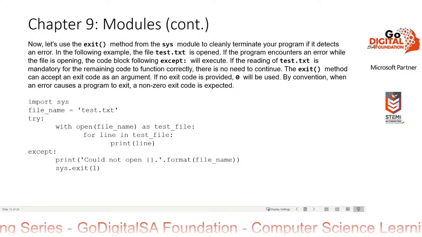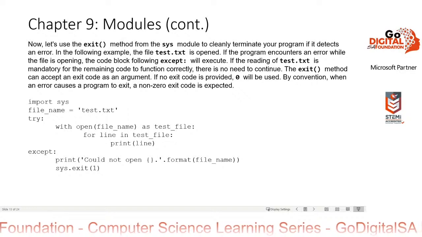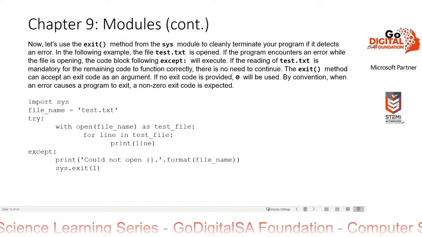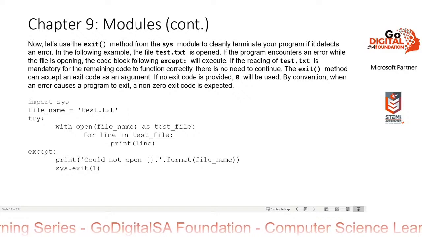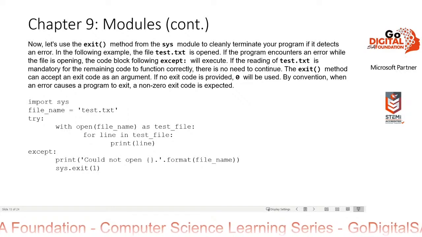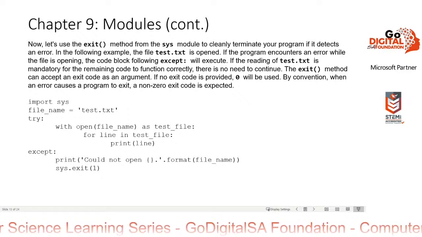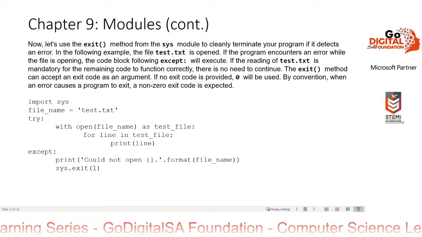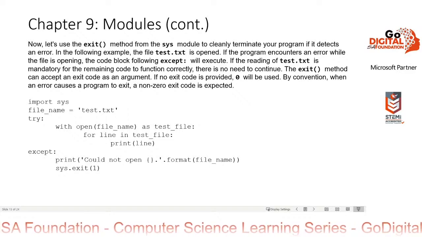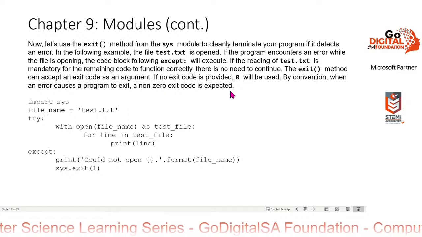Now let's use the exit method from the sys module to cleanly terminate your program if it detects an error. In the following example, the file test.txt is opened. If the program encounters an error while the file is opening, the code block following except will execute. If the reading of test.txt is mandatory for the remaining code to function correctly, there's no need to continue. The exit method can accept an exit code as an argument. If no exit code is provided, 0 will be used. By convention, when an error causes a program to exit, a non-zero exit code is expected.